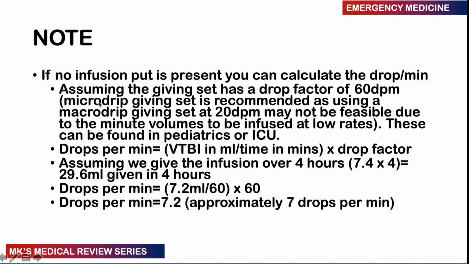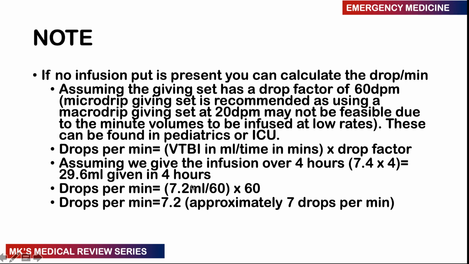So the ones that are 60 drops per mil are known as micro drip giving sets. We want to use those as opposed to the macro drip giving sets because the infusion rates that we have calculated are very low. So how do we calculate the drops per minute? We'll say the volume that's going to be infused in mils divided by the time in minutes multiplied by the drop factor. Remember, we need to give 7.4 mils per hour. Is it 7.4 or 7.2? Actually, 7.2.